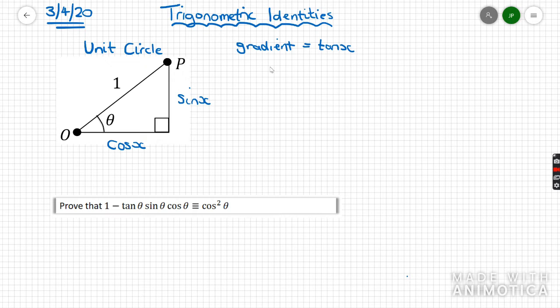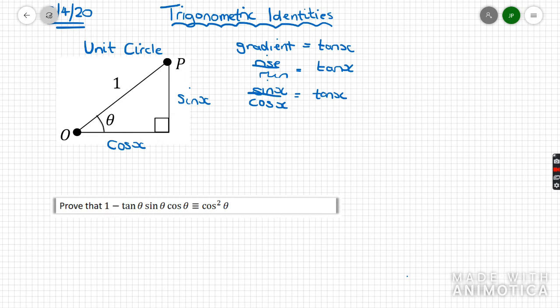Because we know that the gradient is rise over run, rise over run is going to be tan x. When I apply rise over run to here, I get sine x over cos x. So that becomes my first trig identity.